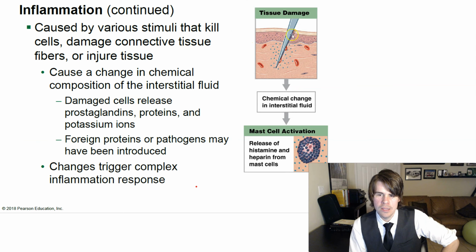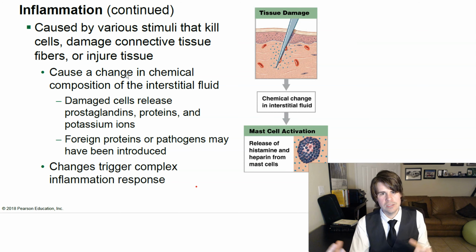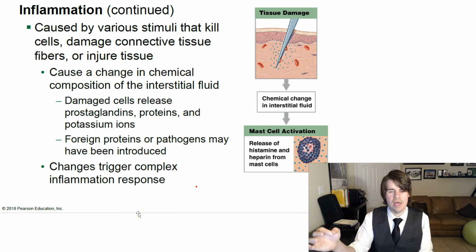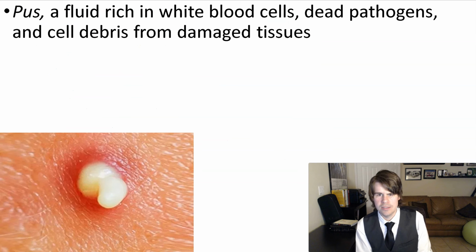So here's a picture here. Let's say you get stuck with a needle or a pen or even a splinter from wood, and it causes damage to the connective tissue or fibers or into the tissue. It causes a change in the chemical composition of the interstitial fluid, remember, between the cells. Your body can sense that change. Damaged cells release prostaglandins and proteins and various ions. Foreign proteins or pathogens may have been introduced as well. So it triggers a complex inflammation response, and these mast cells are activated due to that environmental change. Something that's also a result of inflammation is pus.